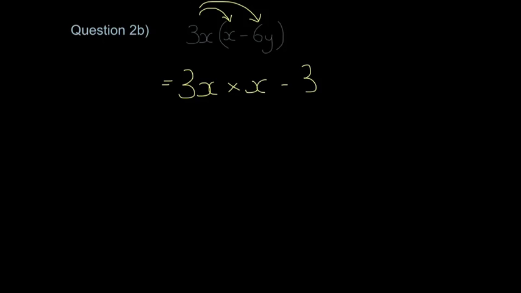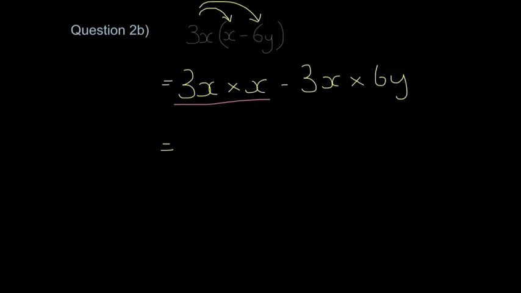Now let's try a question that has some negative numbers in it. I'm going to take this question from 2b, which is 3x outside the brackets with x minus 6y inside the brackets. So what we need to do is distribute the 3x to the x by itself and to the negative 6y. So when we expand that bracket, we're going to have 3x times x minus 3x times 6y. Let's look at the first half of it first.